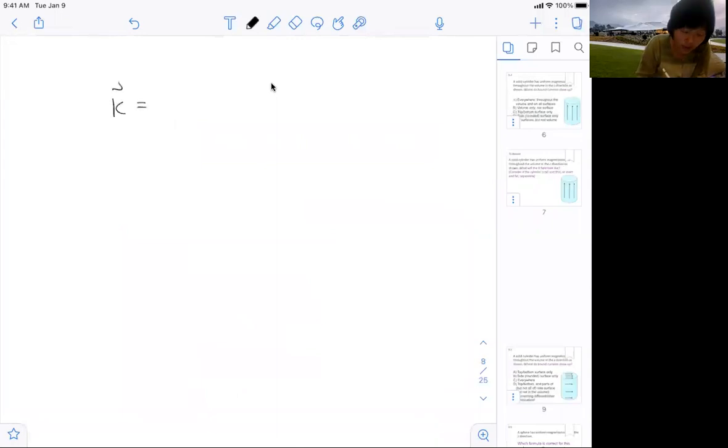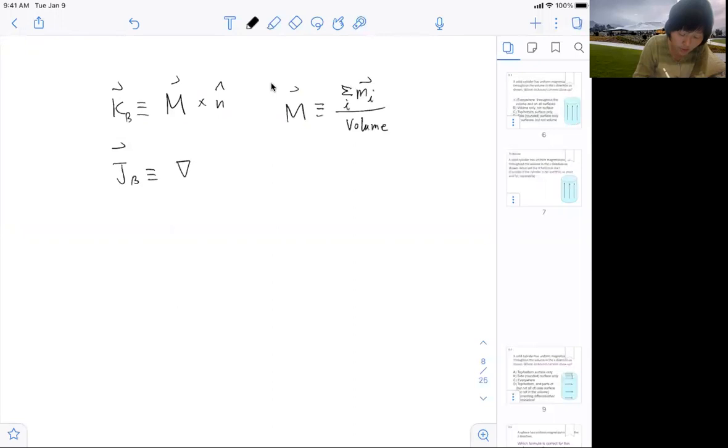And we have shown that it is the magnetization M cross n hat. And what is M? M is magnetization, defined to be the sum of individual magnetic dipole moments over the volume. And J bound, we have also defined to be the curl of M. We haven't really looked at the physical meaning of this, but we will do that shortly today. Okay, so that is a quick review of what we did.